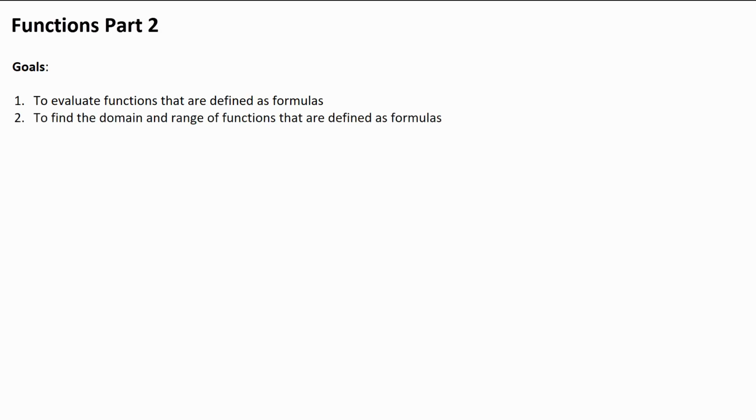Goal number 2, we want to find the domain and range of functions that are defined as formulas. And goal number 3, we want to solve applications of functions. So let's get started by talking about function notation and how to use it when functions are defined using formulas. And function notation, it's all jargon. At first it seems weird and scary, but it's actually useful, and once you get used to it, it's not that weird and it's not that scary.